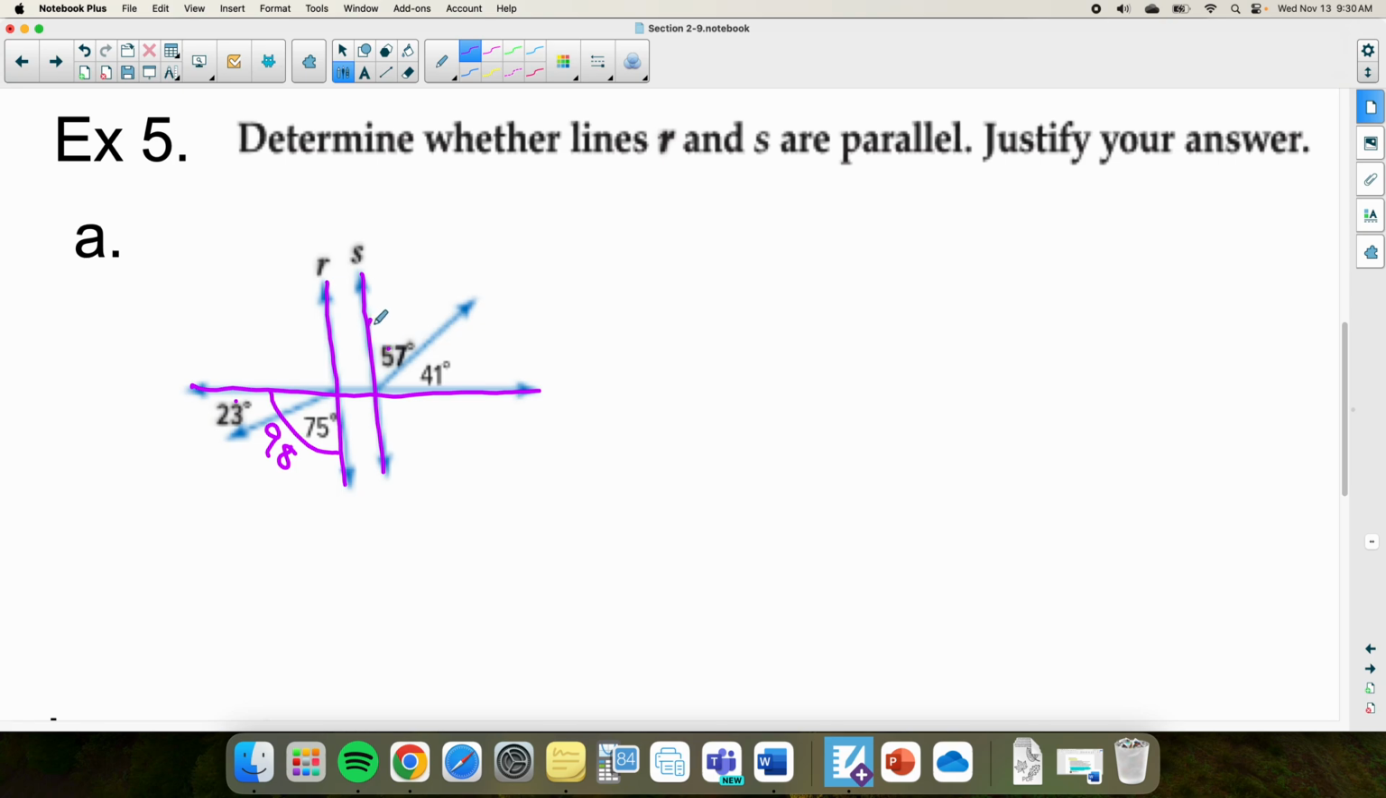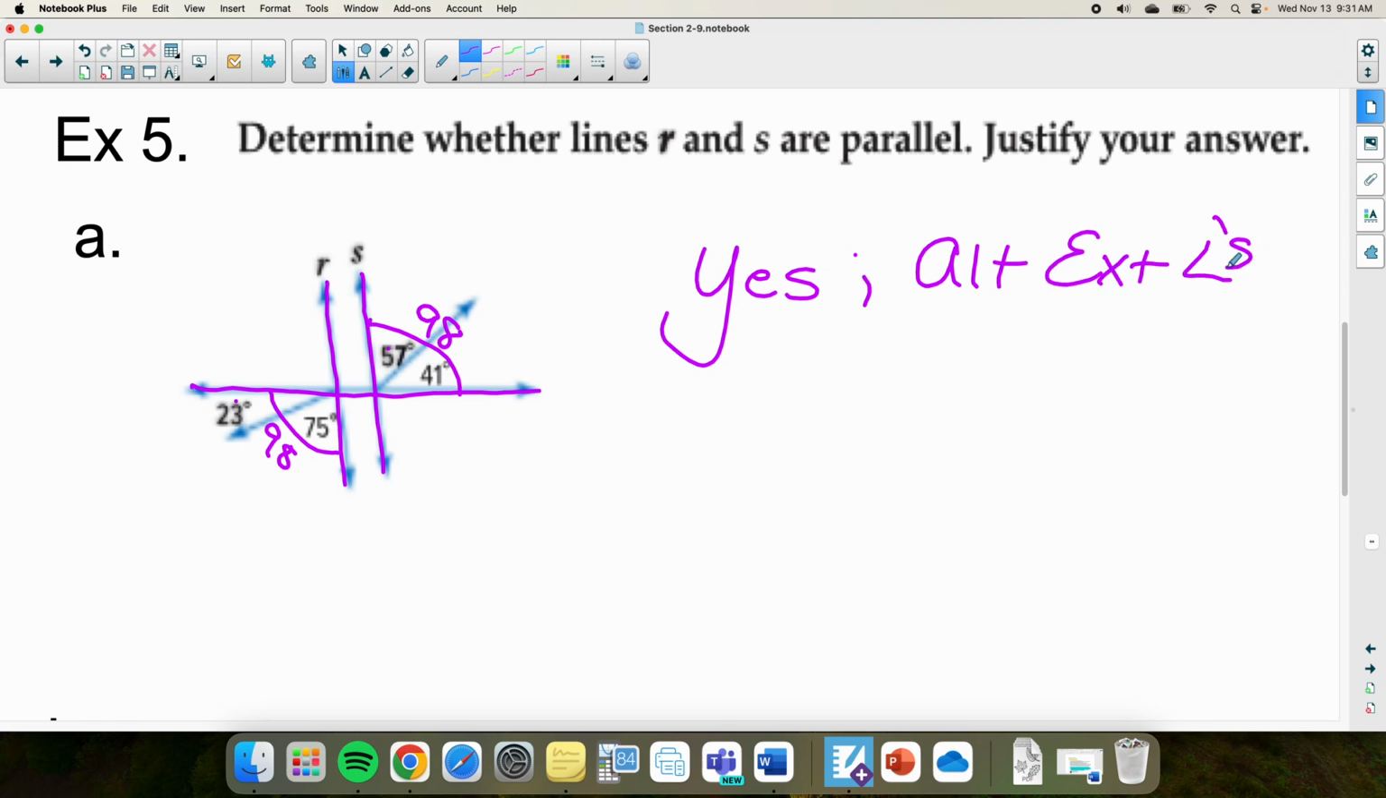Then here, what is this angle? Wouldn't I add that? And 57 plus 41 is 98. What kind of angles are those two? Alternate exterior, and do we want them equal? Yes. So it says determine whether they are parallel, and we're going to say yes. And we're going to say because alternate exterior angles are congruent.